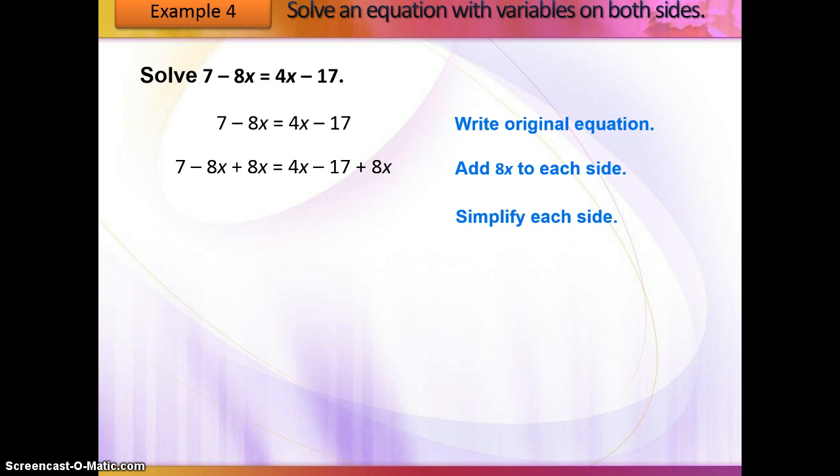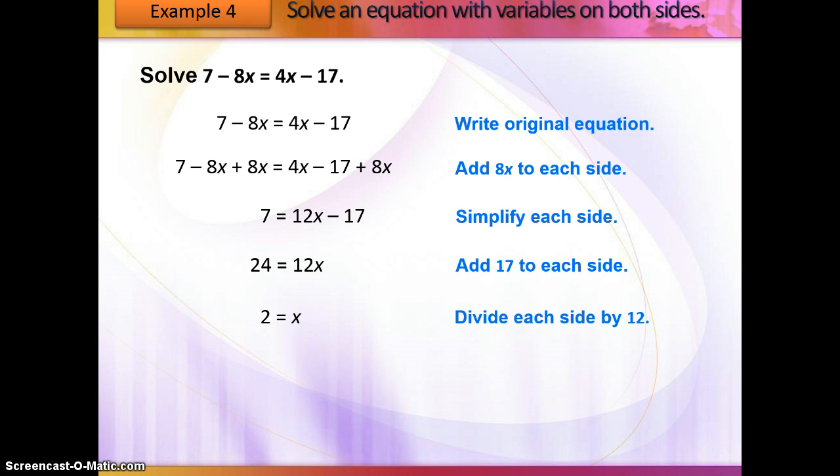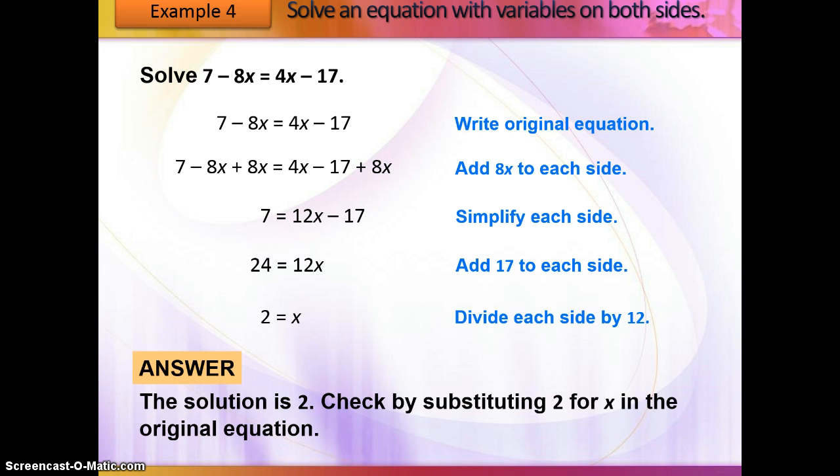This would give us 7 equals 12x minus 17. Now I'm going to add 17 to both sides of the equation, which will give us 24 equals 12x. Now we'll divide by 12 on both sides, and x will equal 2. The solution is 2. Check by substituting 2 for x in the original equation.